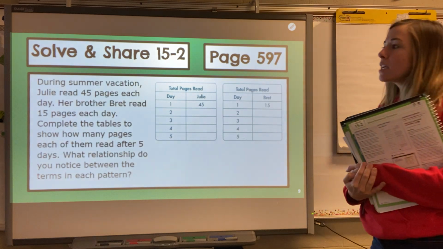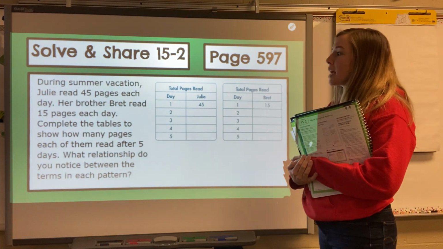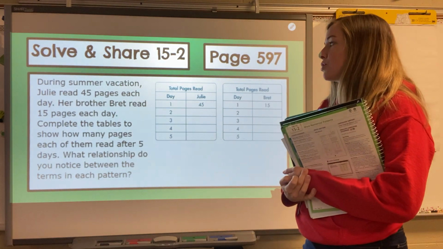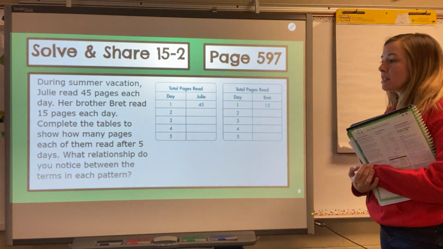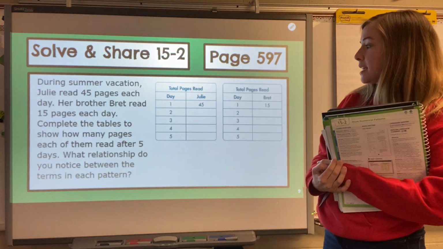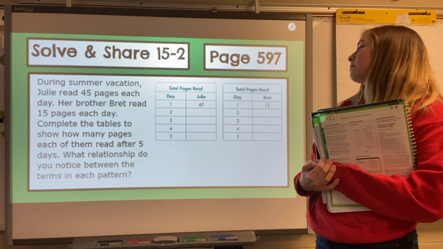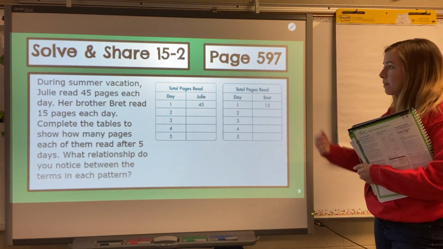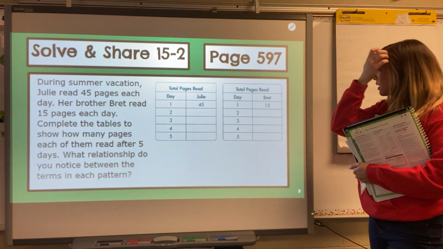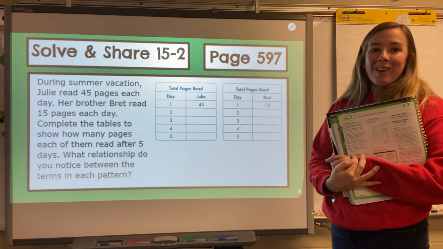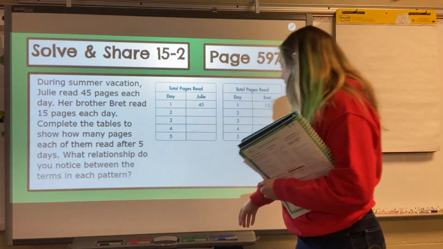Okay, during summer vacation, Julie read 45 pages each day. Her brother Brett read 15 pages each day. Complete the tables to show how many pages each of them read after 5 days. What relationship do you notice between the terms in each pattern? Go ahead and try to fill in the chart and fill in the relationship that you notice. Okay, let's go ahead and finish it up.